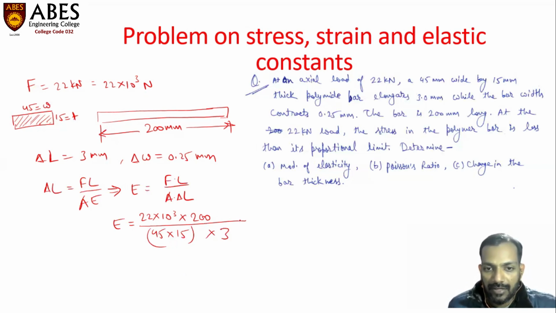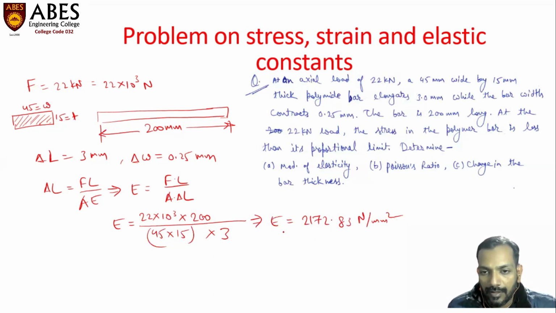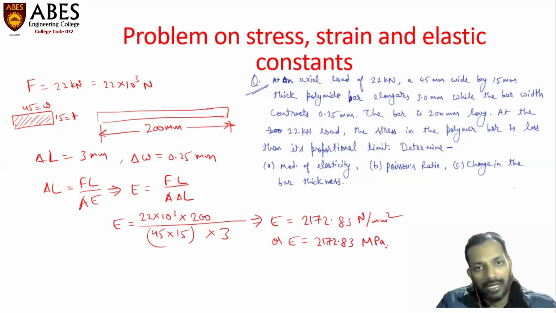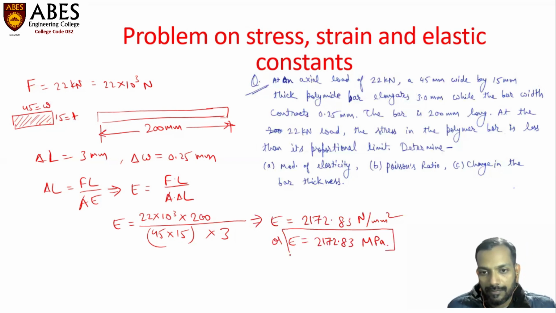So if we calculate this value using our calculators, we will get the value of E. E is equal to 2172.83 Newton per millimeter square. Or we can say E is equal to 2172.83 megapascal, because Newton per millimeter square is equivalent to megapascal. So it is the value of Young's modulus. We have found our first answer. Okay, A part.